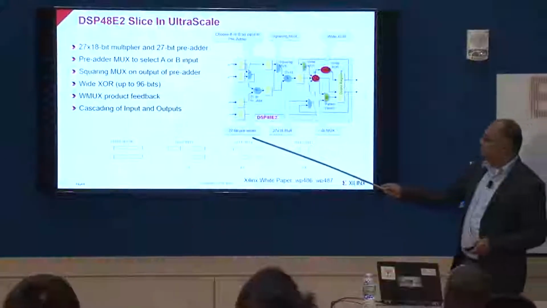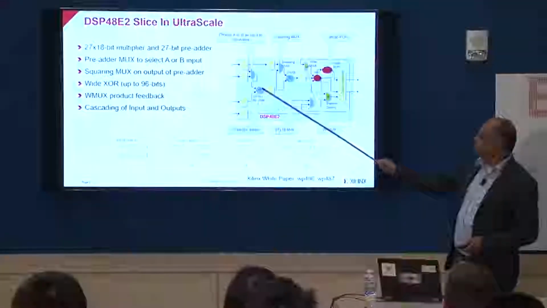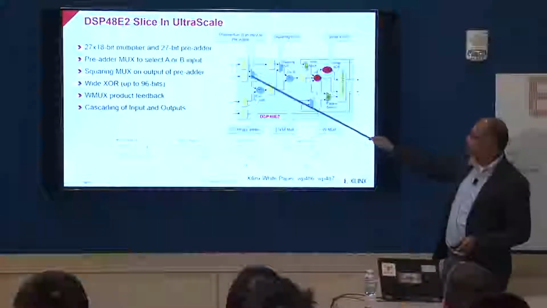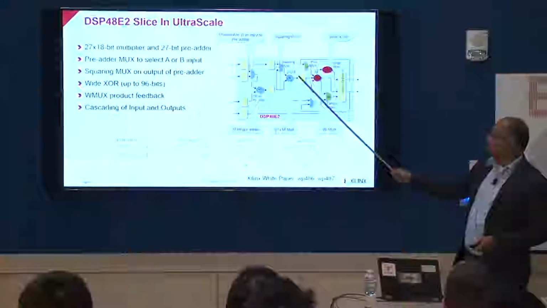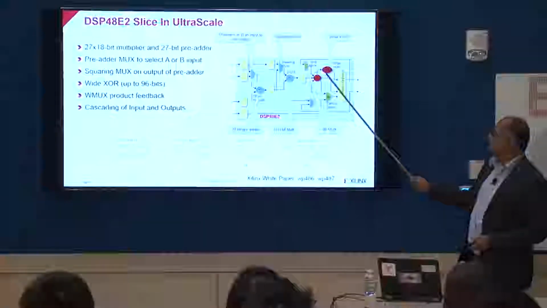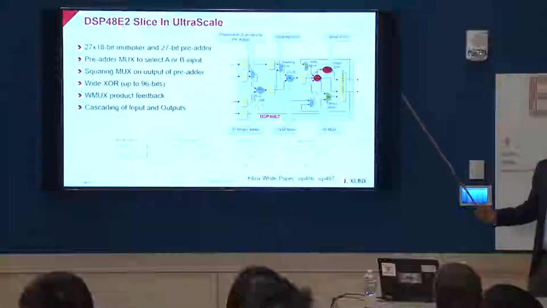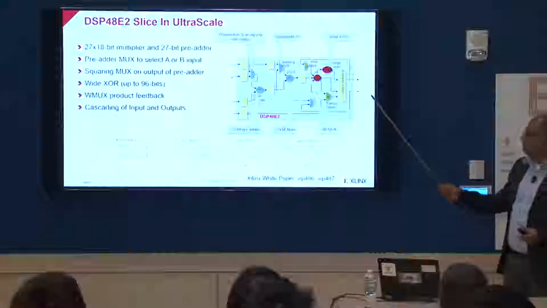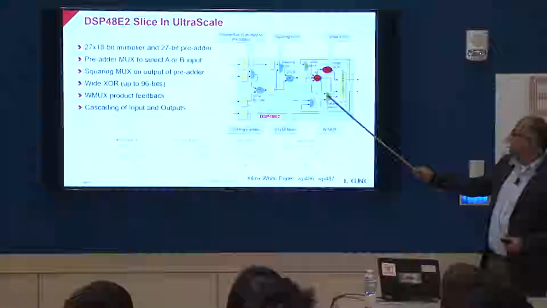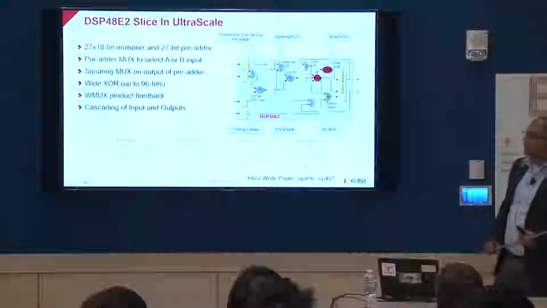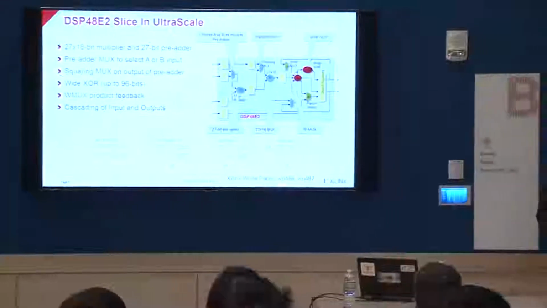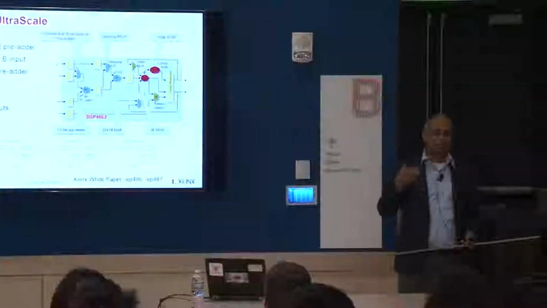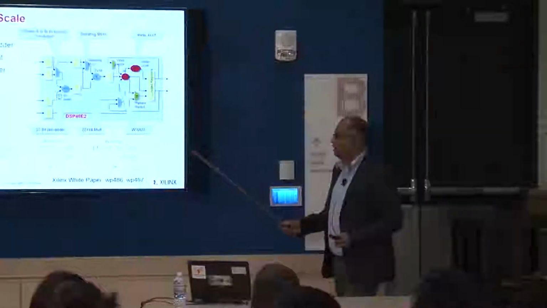So it has a 27-bit pre-adder. These two are 18 bits. Then there is a 27 by 18-bit multiplier. It can also do XOR because we play a lot in communication, so CRCs and those kinds of things are also there. As well as, there is a lot of programmability by which you can implement an operation in a single cycle or multi-cycle using the same DSP.